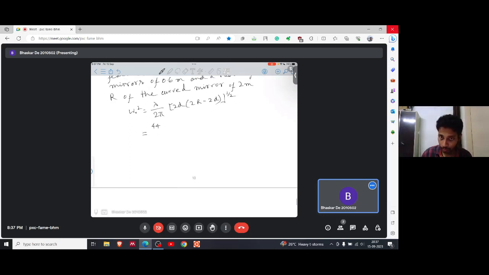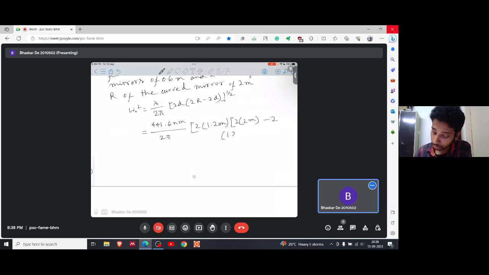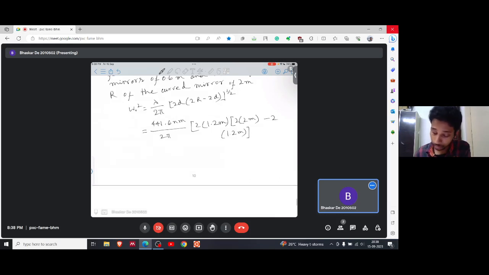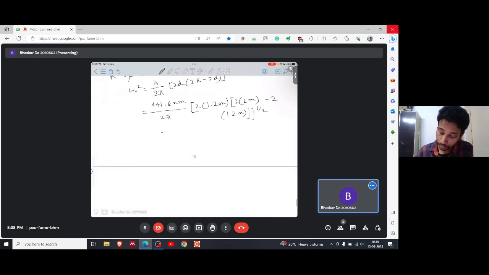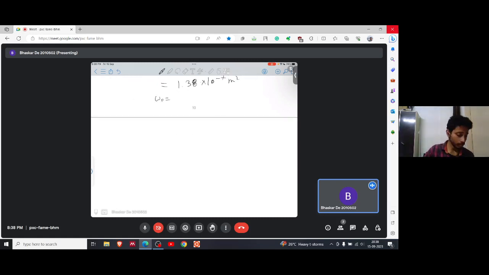Then 441.6 nanometer by 2 pi into 1.2 meter. So this is equal to 1.38 into 10 to the power minus 7 meter square. So the omega naught is 0.37 mm.